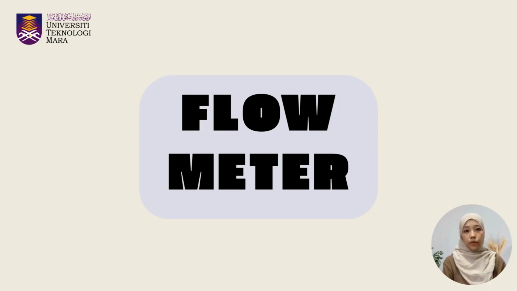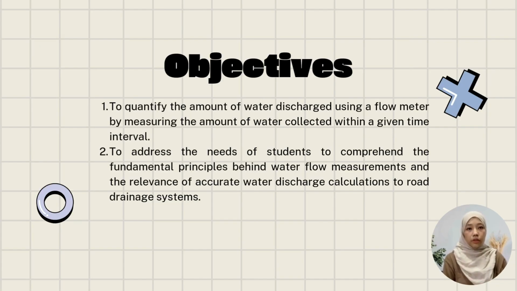Next test is the flow meter. The objective of this test is to quantify the amount of water discharged using a flow meter by measuring the amount of water collected within a given time interval. The second objective is to address the needs of students to comprehend the fundamental principles behind water flow measurements and the relevance of accurate water discharge calculations to road drainage systems.